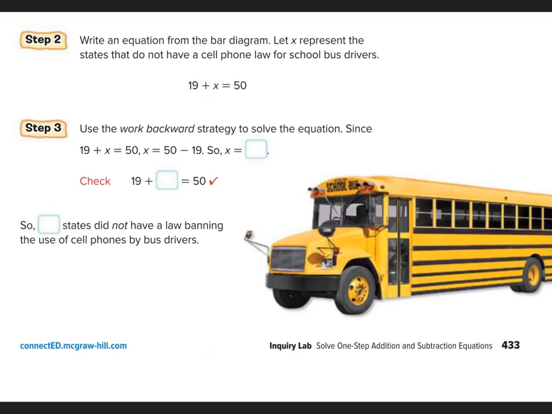Step 2 is to write an equation from the bar diagram. We're going to let X represent the states that do not have a cell phone law for school bus drivers. So 19 plus X equals 50. For step 2, we're thinking of this as an addition problem. Step 3 wants us to use the work backwards strategy to solve the equation. Since 19 plus X equals 50, X equals 50 minus 19. So X is 50 subtract 19.